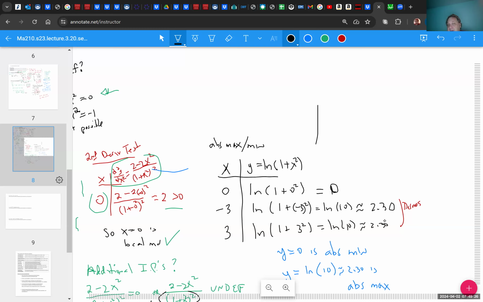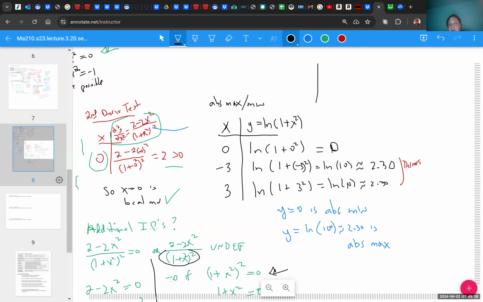That's the ln10 number, or about 2.30. And the lowest possible y value is 0. So that's the absolute minimum. So y equals 0 is the absolute minimum. Y equals ln10 is the absolute maximum. We can verify that using a picture.